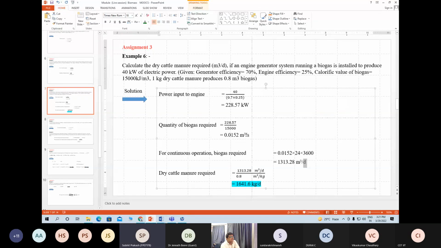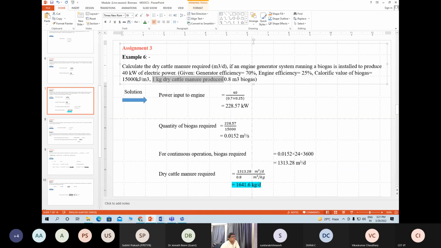So that's the reason we have converted the entire value. The conversion factor here is just multiplying by 24 hours and 3600 so that you can get the daily basis value. And once we have these values on the daily basis, this much amount of material is required per day. So if you see this statement here, it is mentioned that 1 kg of dry cattle manure produces 0.8 meter cube of biogas.